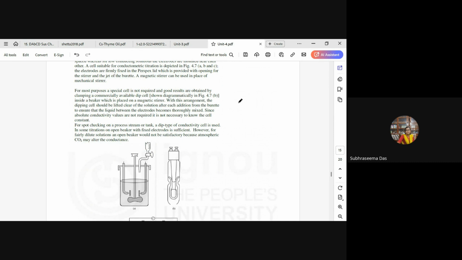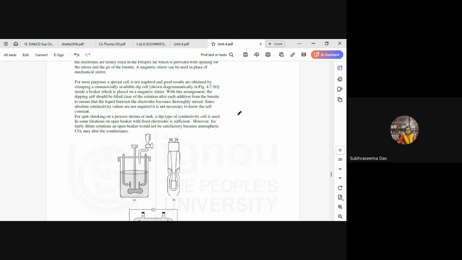For most purposes, a special cell is not required, and good results are obtained by clamping a commercially available dip cell. In figure 7.4b, we see a dip cell, which is dipped inside the beaker placed on the magnetic stirrer. With this arrangement, the dipping cell should be lifted clear of the solution after each addition from the burette to ensure that the liquid between the electrodes is properly mixed.